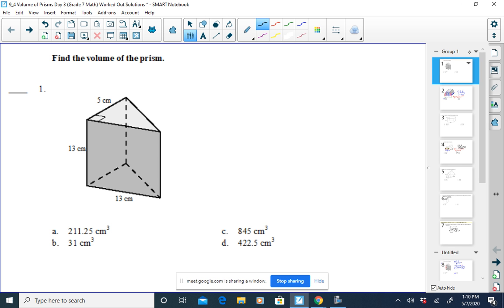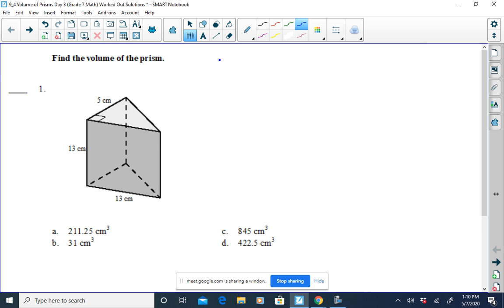Now, when we're doing the volume of the triangular prisms, just understand first of all that volume is the base area times the height. So we have to find the area of the base. Here's your base. It's in the shape of a triangle. To find the area of the triangle, we need the base of the triangle times the height of the triangle. And how do I find the base and the height? I have to look for that right angle symbol, because that right angle symbol will tell you what the base and what the height are.